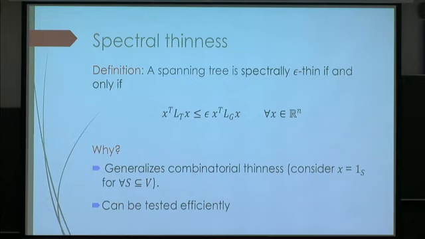And it can also be tested efficiently. So if I give you a tree and I ask you, is this a thin tree combinatorially, we don't have a polynomial time algorithm. We don't have a way of testing it. But if you ask me spectrally, is this a thin tree, I can do that in polynomial time.